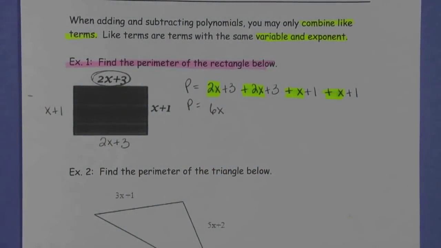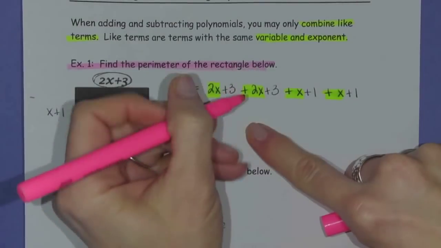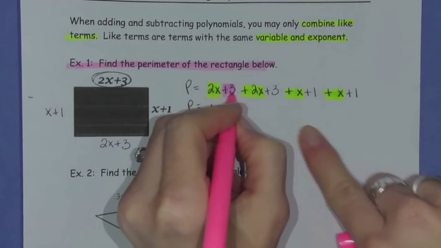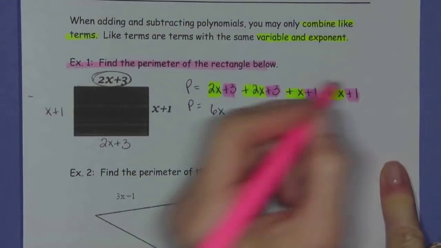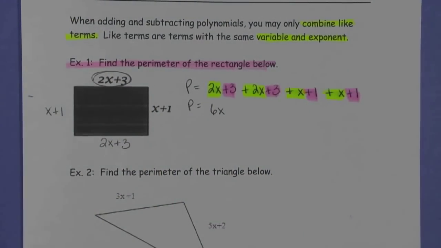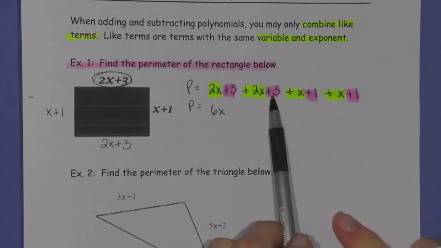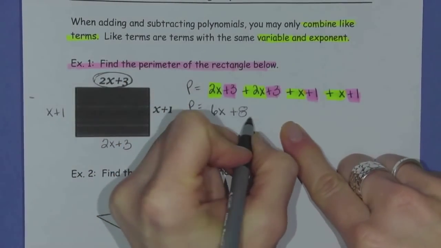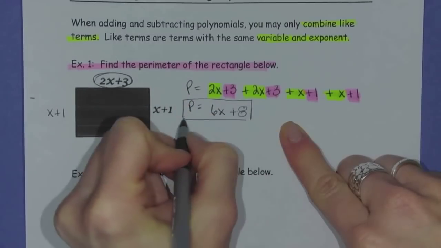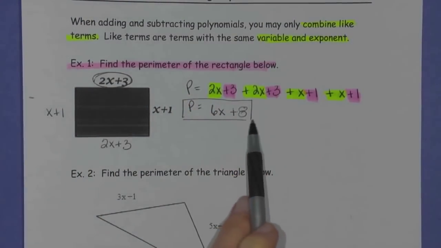And now my other like terms are just my constants. I have a positive 3 plus 3 plus 1 plus 1. So if I add those together, 3 plus 3 is 6, 7, 8. So my perimeter is 6x plus 8, and that's going to be my final answer. Again, I can't put the 6x and the 8 together because they're not like terms.